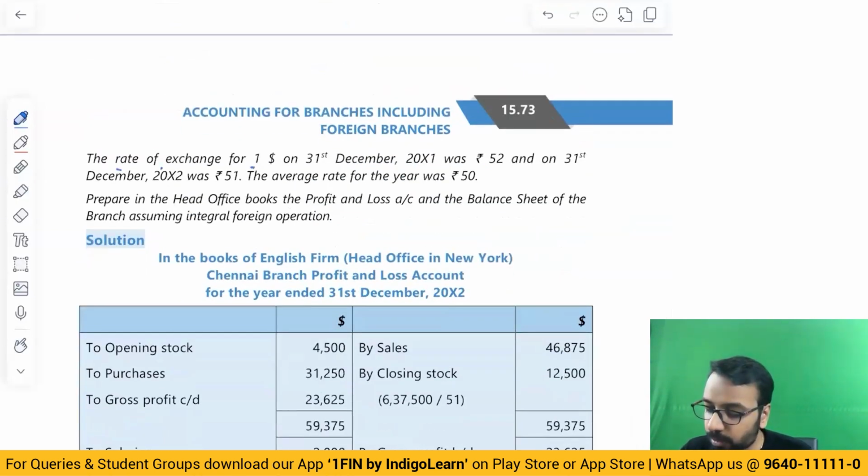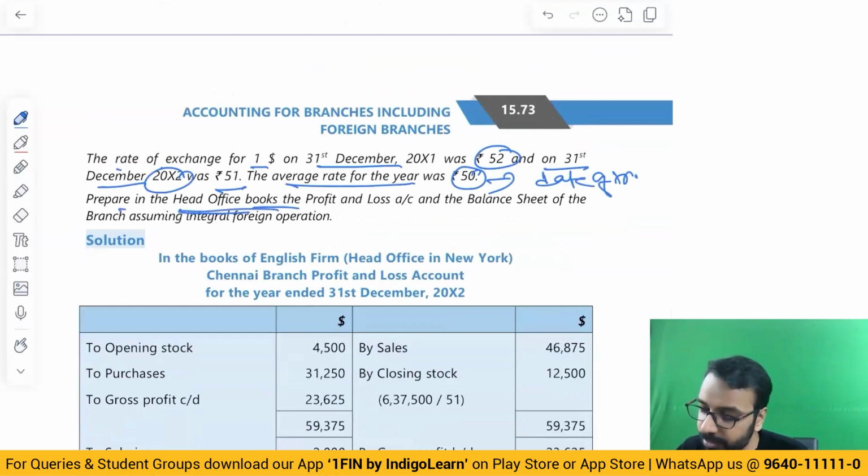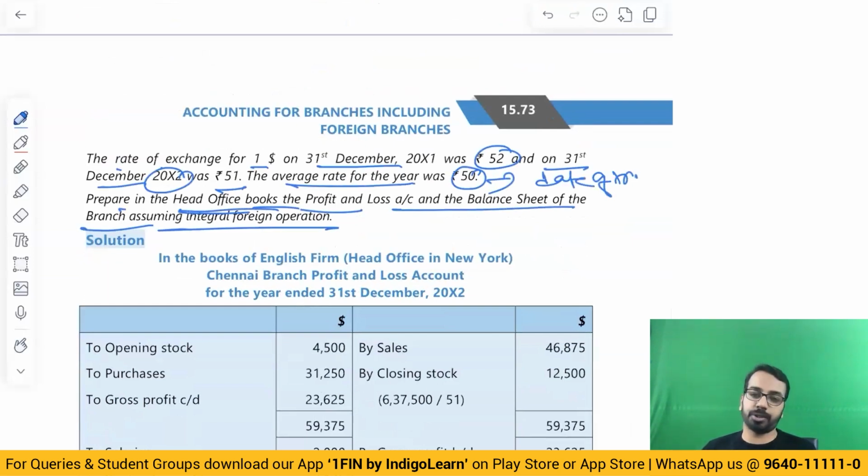The rate of exchange of $1 on 31st December was 52. On 31st December of 2002 it was 51. Average rate was 50. So this average rate will be used wherever we need the date of transaction. Okay. Prepare in the head office books the P&L account and the balance sheet of the branch, assuming integral foreign operation.